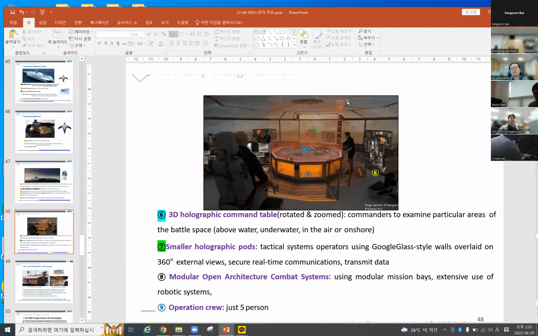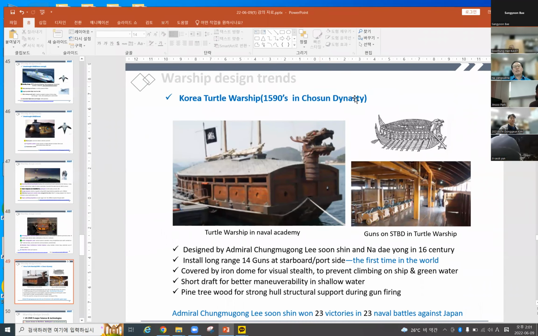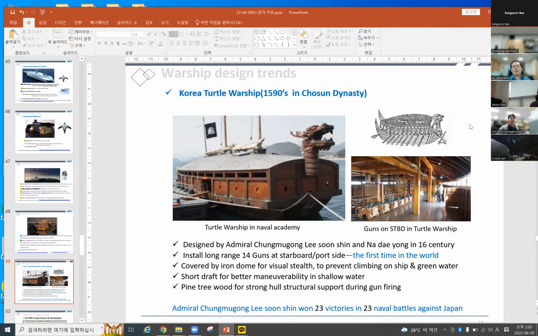I'd like to introduce my Korea, the turtle warship, 1590s in the Joseon Dynasty. Korean people know already, but I'd introduce it for the French or other country students. Admiral Lee Sun-shin and Na Dae-yong, 16th century. They developed the turtle warship. Installed the long range 14 guns on the starboard and port sides like that. This is the first time in the world.